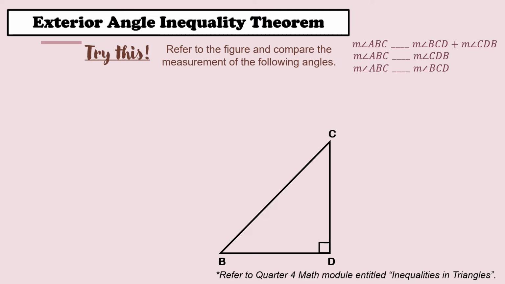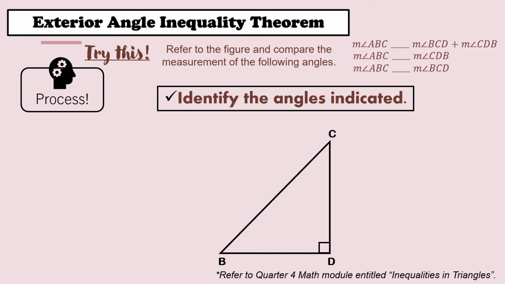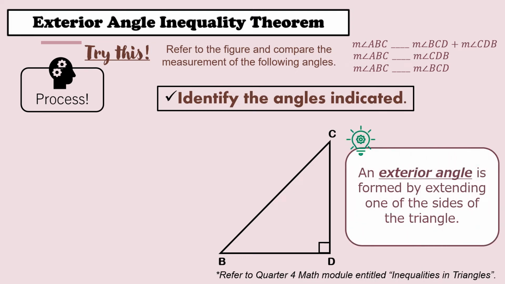Let us process what we know. Before discussing the theorem we are going to use to answer this problem, we first have to know the angles we are studying. One of the angles we are studying in this problem is an exterior angle of the triangle. An exterior angle is formed by extending one of the sides of the triangle, like so. In this figure, the external angle formed is angle ABC.